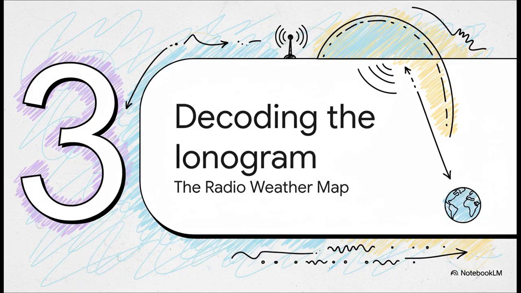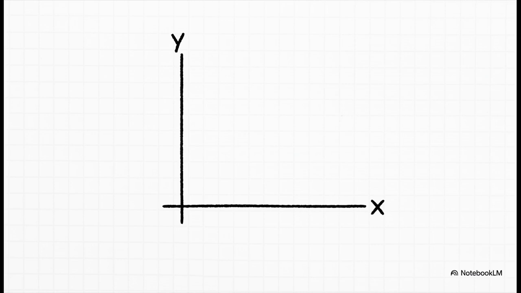So we know the layers and we know the key terms. You know what that means? It's time to put it all together. Let's actually look at our ionogram and read this radio weather map. First, don't get intimidated. Let's just get our bearings. It's a simple graph. The vertical line, the y-axis, that's just showing you the height in kilometers. The horizontal line on the bottom, the x-axis, that's the radio frequency in megahertz. And all those little dots, that's where the action is. That's where signals are actually reflecting.